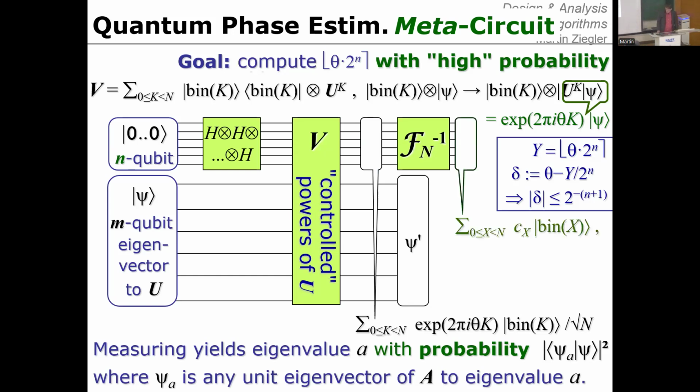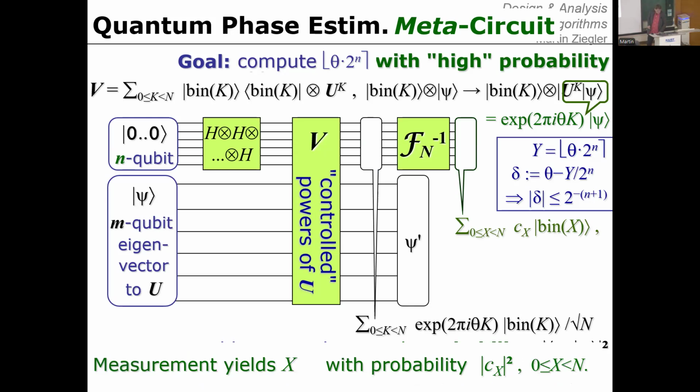And then perform the measurement, and the math says the result of the first n qubits will be the superposition of states with complex coefficient Cx. Performing a measurement means the state will collapse to one of these states with certain probabilities described by the square of this complex number, Cx squared.